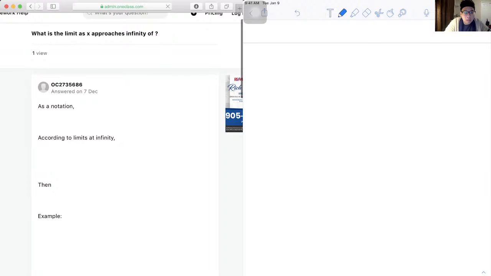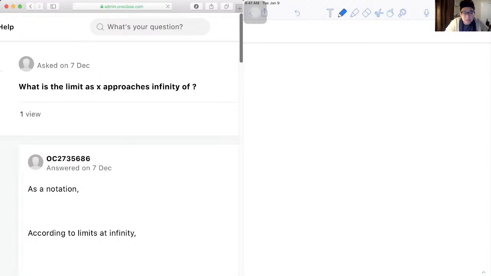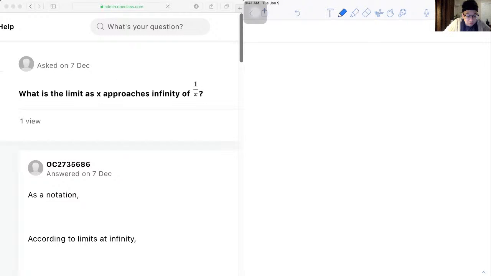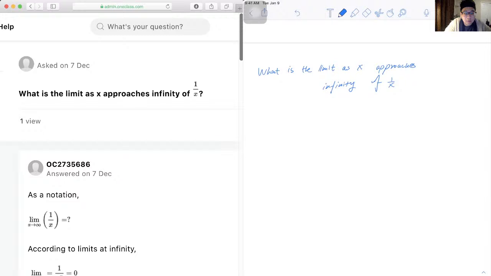I think there's some technical issues with the LaTeX. So, question: what is the limit as x approaches infinity of 1 over x? Oh, it comes out. Cool.